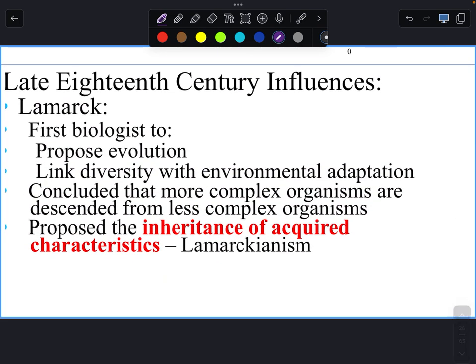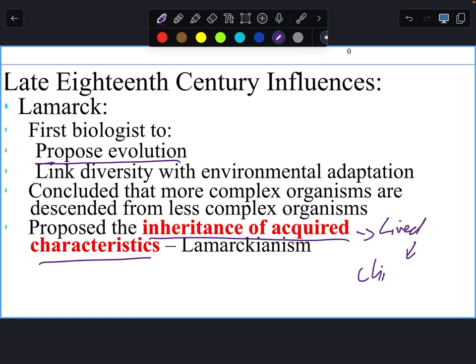Lamarck, good old Lamarckism, he was the first biologist to propose evolution. He thought that inheritance of acquired characteristics, which means how you lived determined what your children look like.